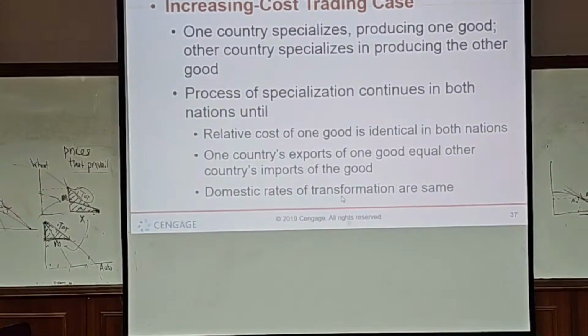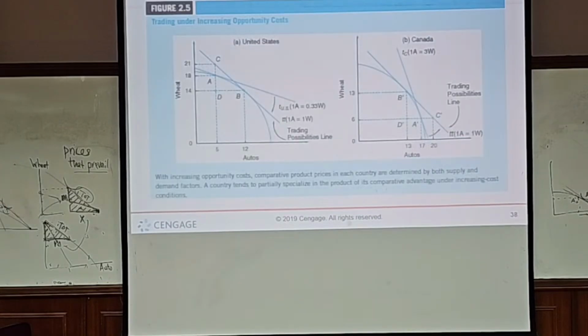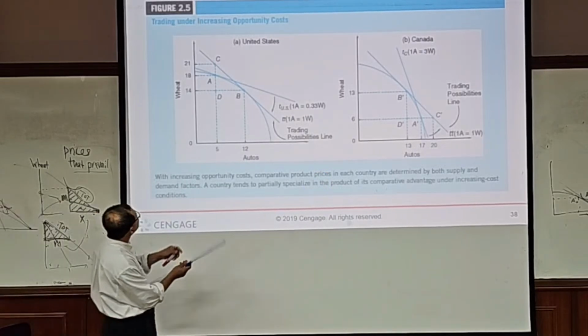So we can see, got it? We call it international terms of trade. Product prices are determined by both supply and demand factors, no more domestic. With international terms of trade, which one? The red color. A country has to partially specialize. Partial specialization. This is it. So we can see, because competitive product prices in each country are determined by both supply and demand factors, they have to partially specialize.